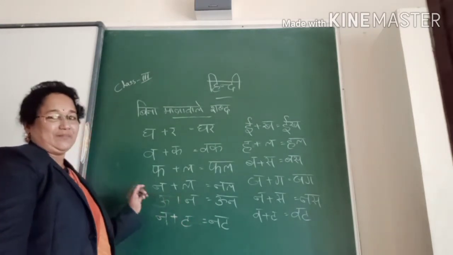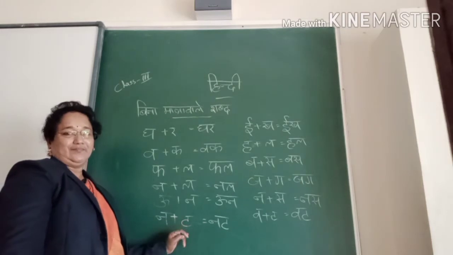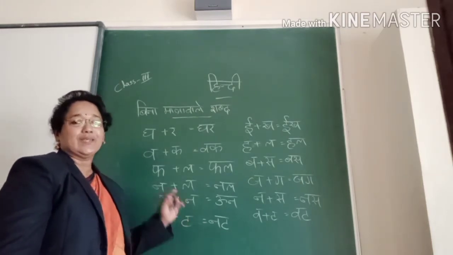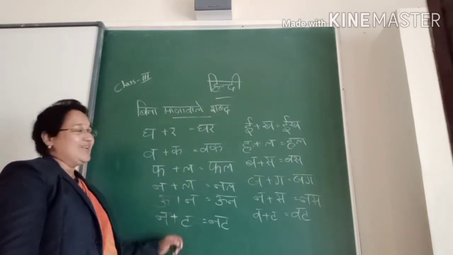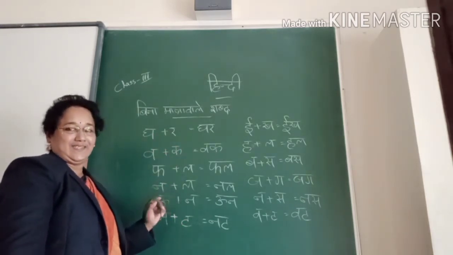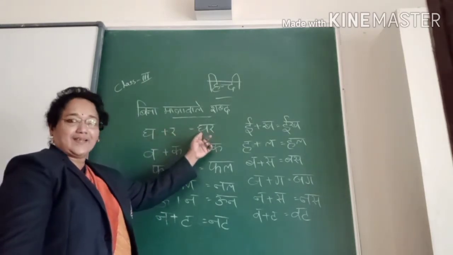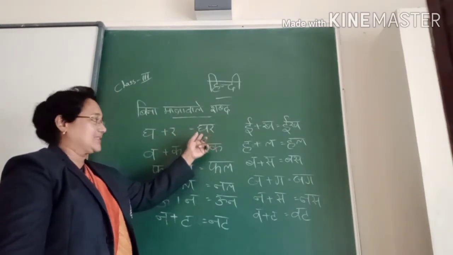These all the words have how many letters? Two letters. So this is the group Do Aksharon Wale Shabd, words with two letters. Understand? One, two. All the words I wrote are two-letter words. Again I will explain. Kha plus ra, khar. Khar meaning is what? House.